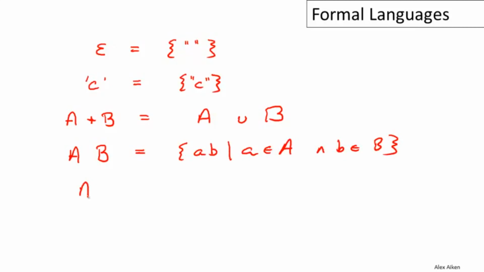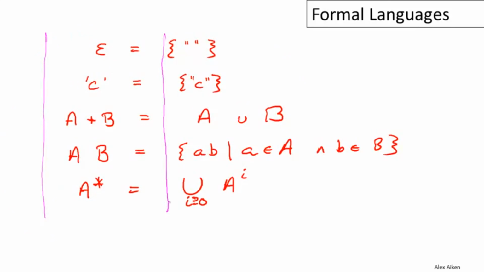And finally, there was iteration. So I could write A star, and that was the union over i greater than 0 of all the sets A to the i. All right, and the interesting thing about this definition is you can see that we're mapping, over here we have expressions, and over here we have the sets.